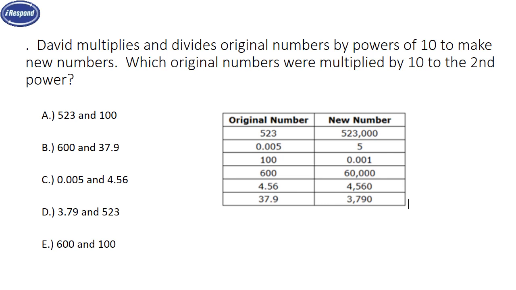On the second one, if I multiplied it by 100, it would move 2 place values. 100, if I multiplied it by 100, would give me 10,000. 600, if I multiplied it by 100, would give me 60,000. So this 600 is a good answer. 4 56 hundredths times 100 would give me 456. It's not good. And 37 9/10 times 100 would give me 3,790. So the correct answer was 637 9/10, which would have been B.